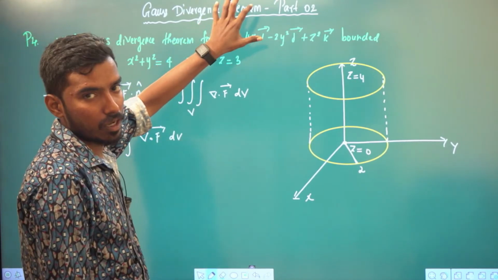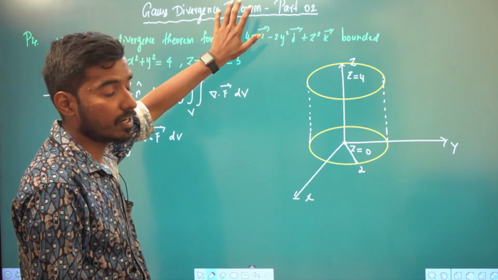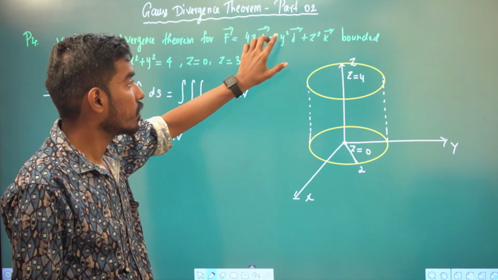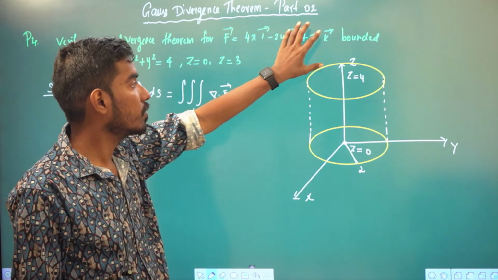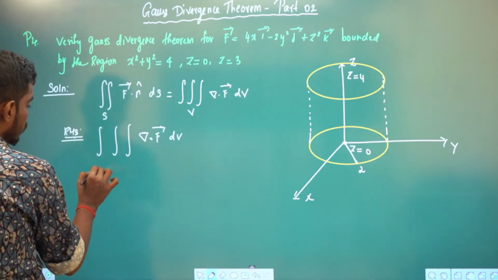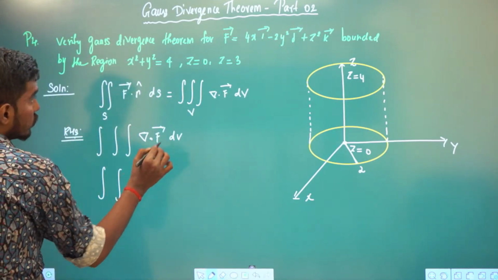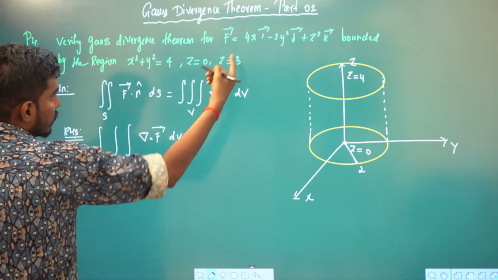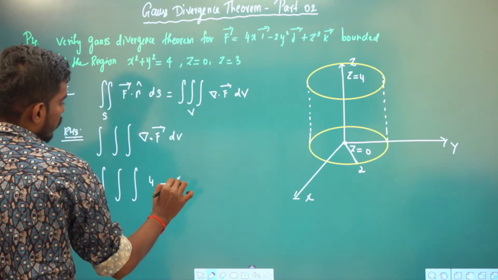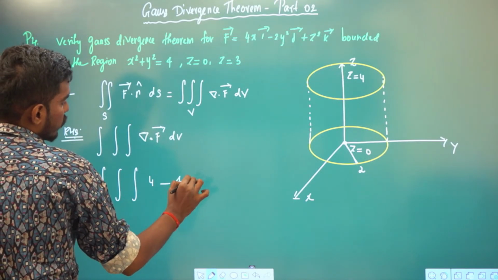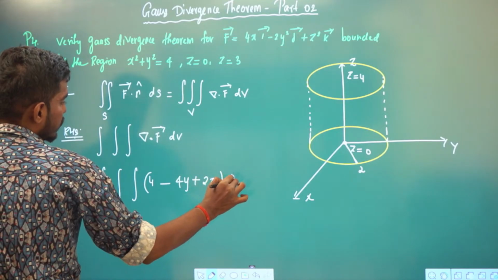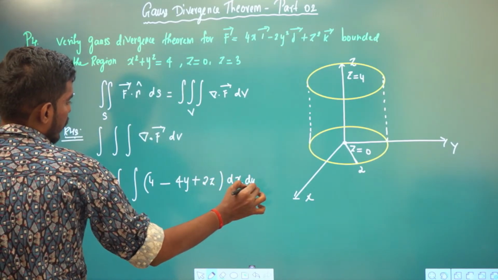So multiply i, partially differentiate the i component with respect to x, the j component with respect to y, and the k component with respect to z. So del dot f with respect to x will be 4, with respect to y it will be minus 4y, with respect to z it will be 2z. See, I have already explained how to find the divergence of a vector point function, right?